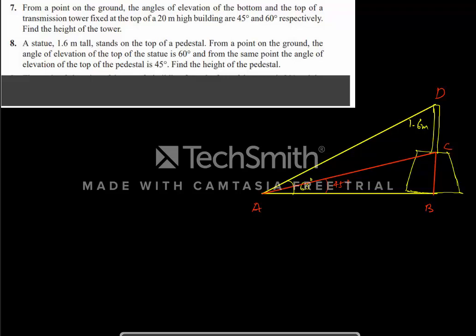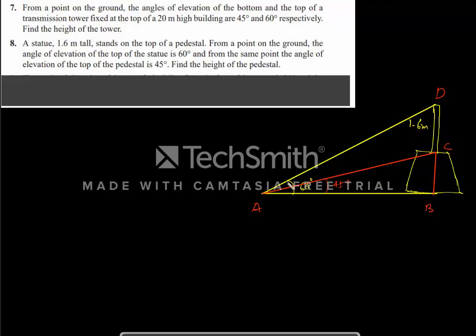A statue 1.6 meters tall stands on the top of the pedestal. So there's a pedestal here, right? It is the base on which the statue is put. So there's a pedestal, and on the top of the pedestal there's a statue, and this statue is 1.6 meters.